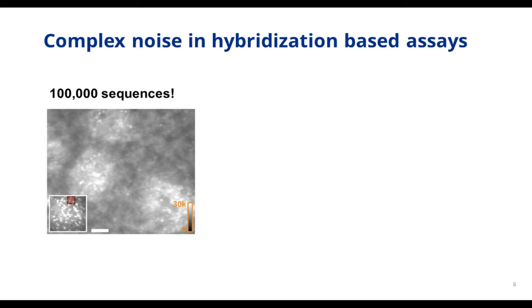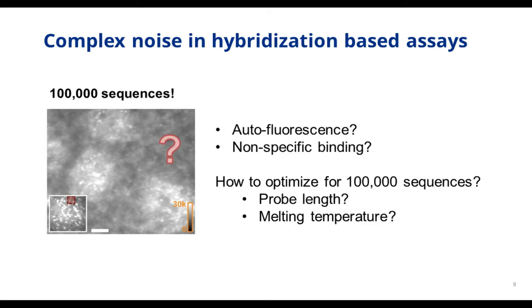It's a zoom in, maybe showing a cell region, and we see some diffraction limited spots, but it also has a lot of noise. And we wonder where these signals are coming from. Are they real RNA, or are they from tissue autofluorescence, or due to non-specific binding? And to optimize binding for so many sequences is truly very difficult, right? We can increase the probe length or try to narrow their melting temperature range, but when you use very long probes, they are actually not so specific, right?